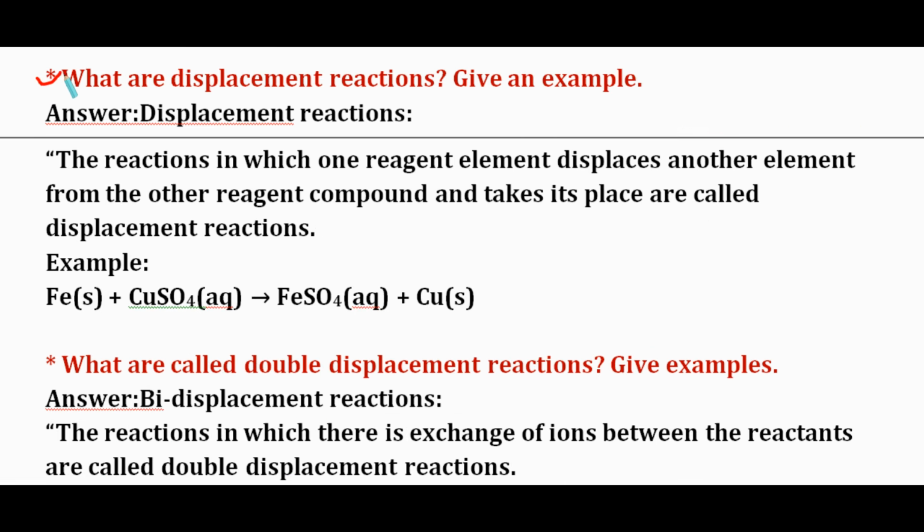Next question, what are displacement reactions? Give an example. Displacement reactions are the reactions in which one reagent element displaces another element from the other reagent compound and takes its place. For example, here is iron and copper sulfate, and iron displaces copper from copper sulfate and it becomes ferrous sulfate plus Cu. This is known as a displacement reaction.